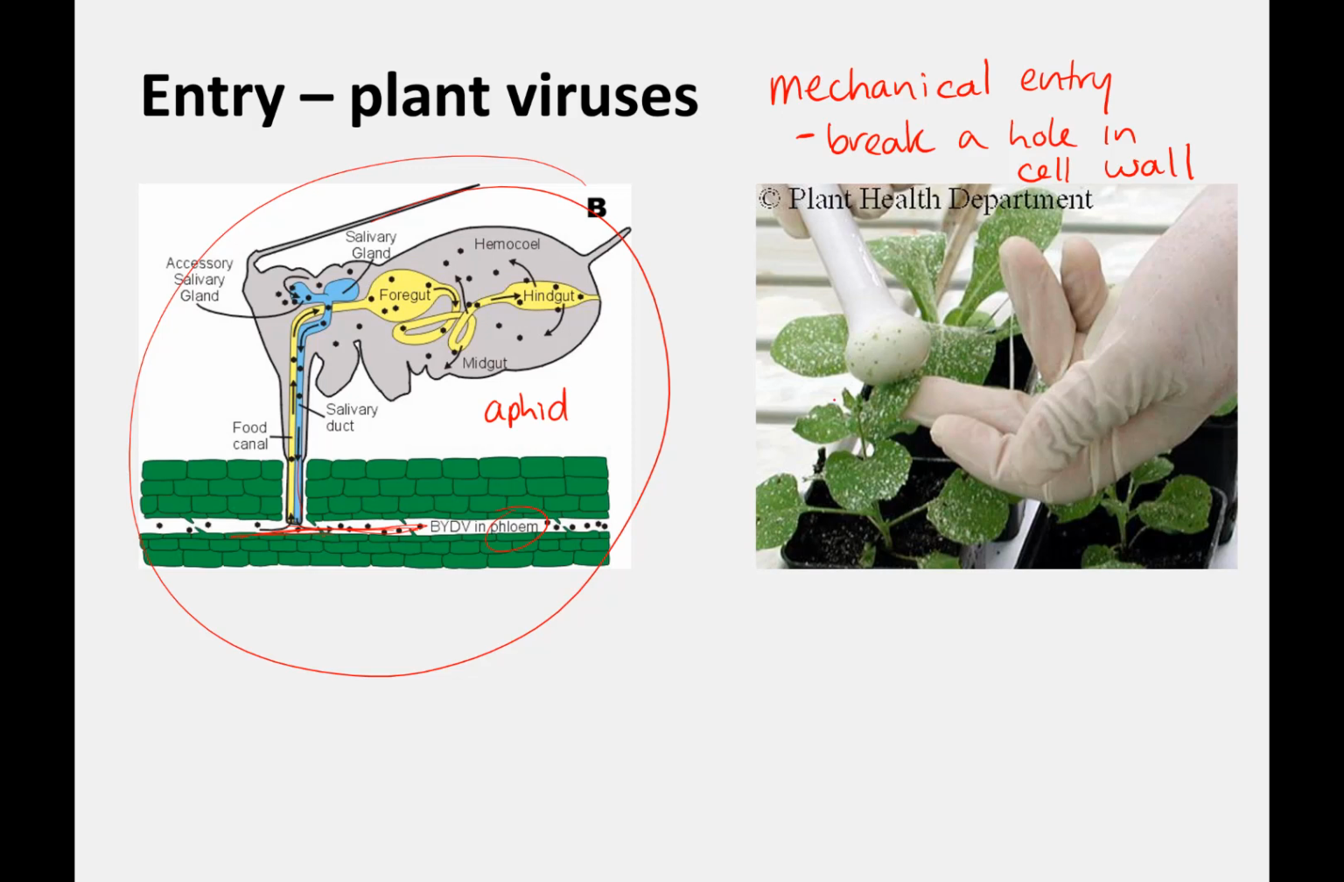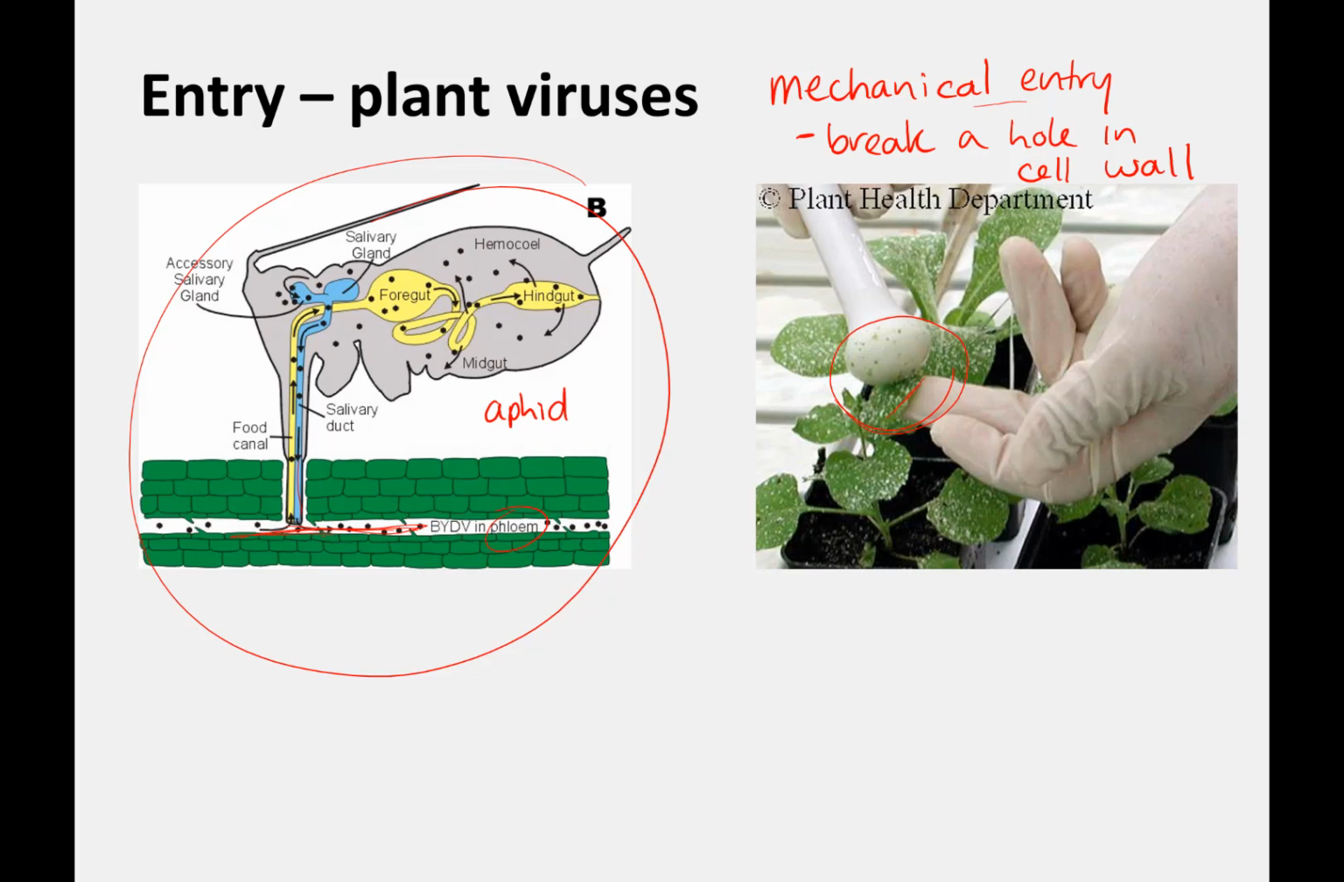You can also do this physically yourself. When I was working with plant viruses, we would take a little bit of really fine grit, mix it with our virus solution, and literally rub it on the leaf. And that's enough of a mechanical break to allow the virus to get into the cell area.